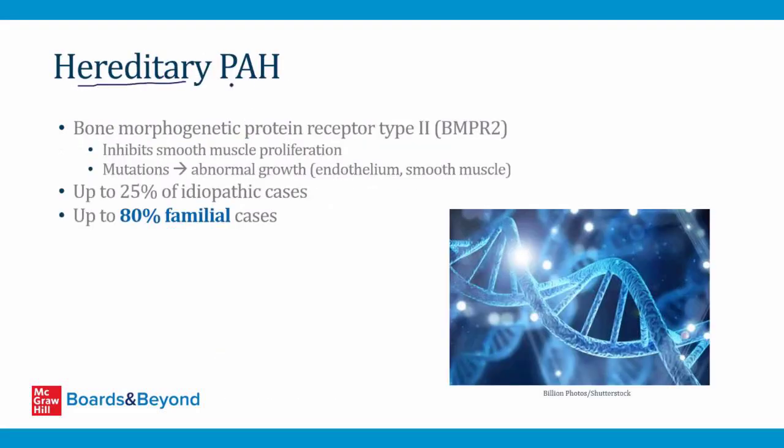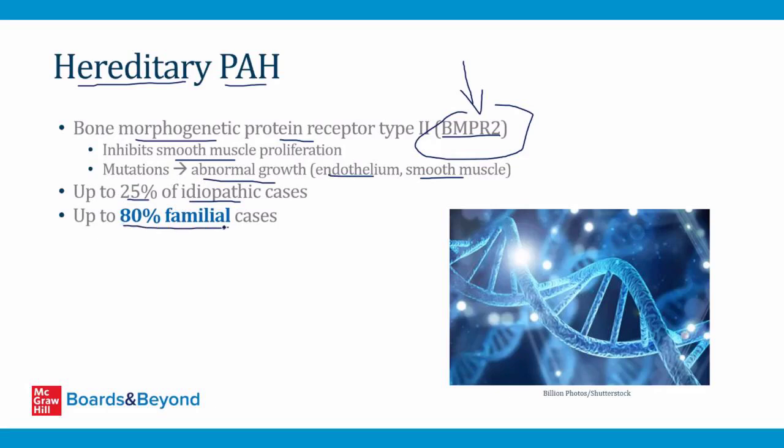There are hereditary forms of pulmonary arterial hypertension that run in families. Some of these have been tied to BMPR2, which is bone morphogenic protein receptor type 2. It's a protein that inhibits smooth muscle proliferation. And so when there's a mutation of the gene that codes for this, that leads to lack of inhibition of smooth muscle proliferation. So you get abnormal growth of the endothelium and smooth muscle, and this can narrow the lumens of pulmonary vessels, and that can lead to hereditary PAH. You find mutations of this gene in about 25% of idiopathic PAH cases, but up to 80% of familial cases, and that's why this gene is tied to hereditary PAH.